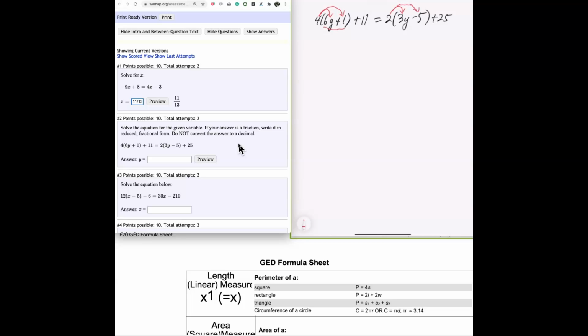Think of this as an operation, minus 5, but if we think of it as negative 5, this is like a plus 2 times negative 5. That will help us if we just use the sign when we multiply. We'll use that operation as the number sign. So on this side, we're going to expand. 4 times 6y is 24y, plus 4 times 1 is 4, plus 11, and that's equal to 2 times 3y, which is 6y. And then we've got 2 times negative 5, that's negative 10, plus 25.